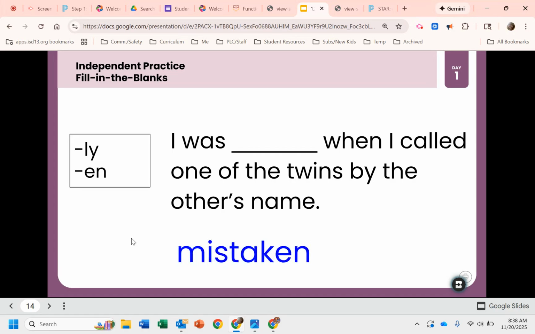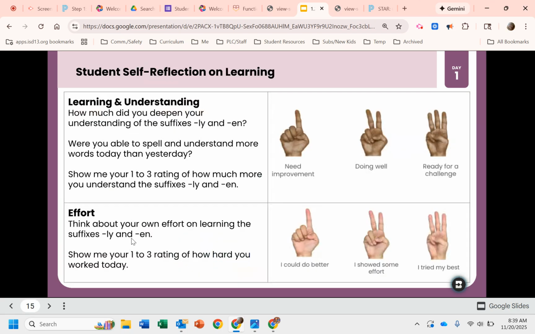Mistaken is the word they were looking for. I was mistaken. Mistaken means wrong. So if you put wrong in the blank, that makes sense in the sentence. But we were trying to use one that uses one of our suffixes. So mistaken is what we were looking for. Go ahead and check for understanding and reflect.